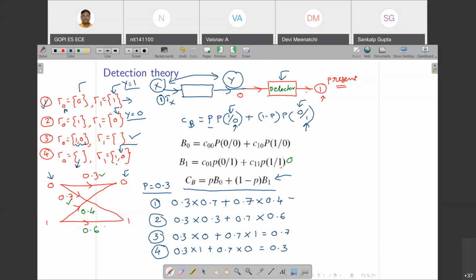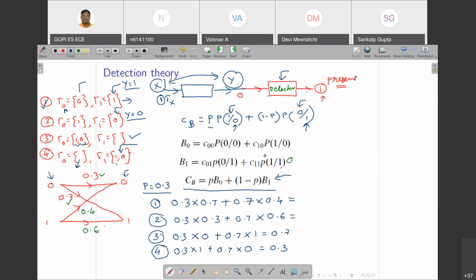Someone calculate this value for 1 and 2. Once again, I will summarize this. Before that, calculate this value. This is 0.21 plus 0.28. What is the value? Can someone write the answer here for the first and second case? Then I will clarify the doubt.